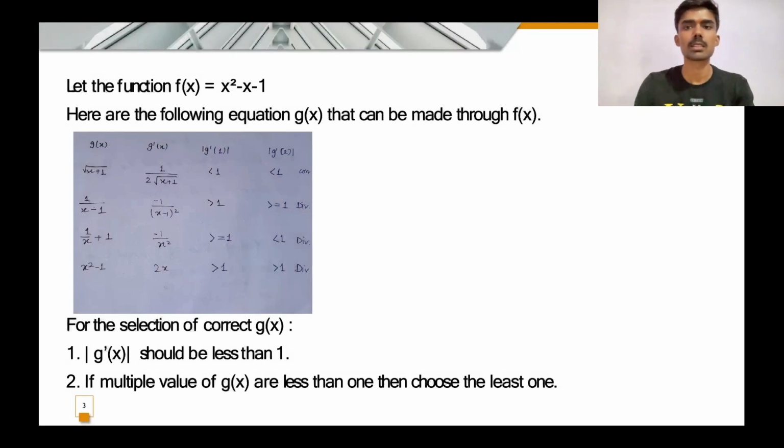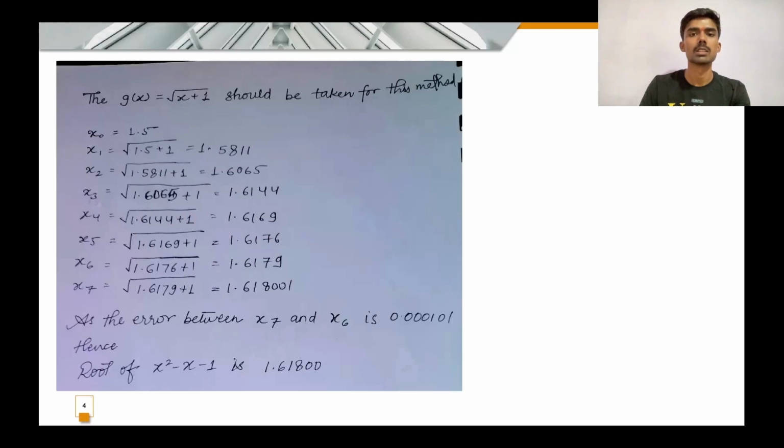So now looking at the page again, we have two conditions: that mod of g dash x should be less than 1, and multiple values of g(x) are less than 1, then we take the smallest one. So g(x) is equal to under root x plus 1 is taken. Now we will solve it for the values. Here our median value was x0, which is 1.5. We will put it in the equation. For next step, x1 is equal to under root x0 plus 1, which comes out to be 1.5811. Similarly, x2 is equal to under root x1 plus 1, which comes out to be 1.6065.